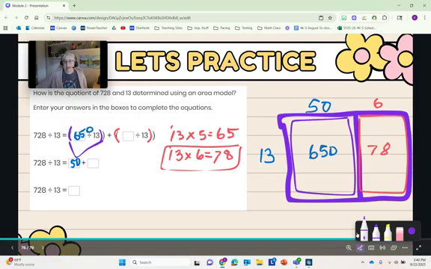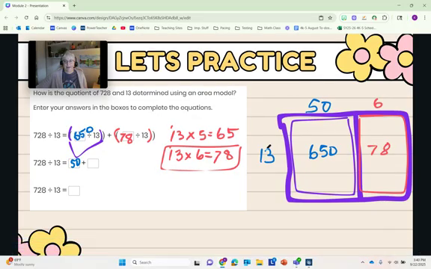Now, let me change the color. We're taking this box, get my red, there we go. We have 78, again divided by 13, and that value is 6. So the total value when we have 728 divided by 13 is 50 plus 6, which is 56.